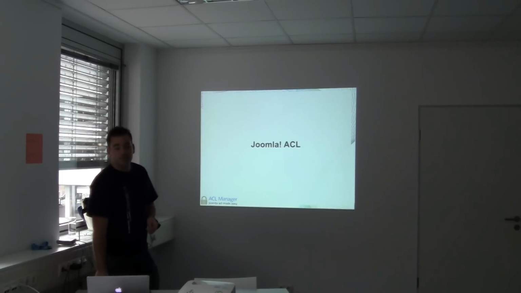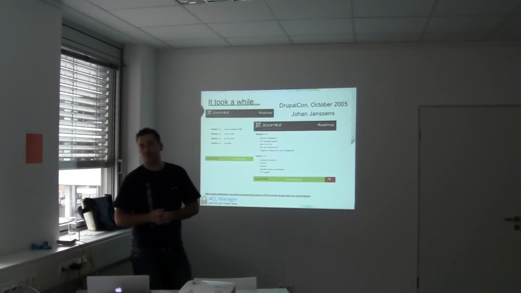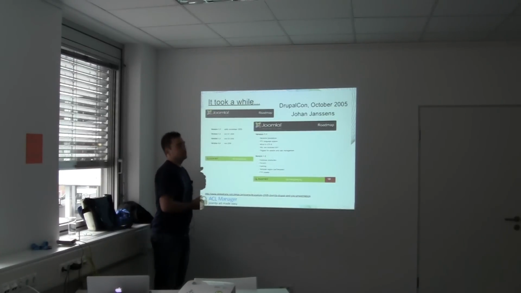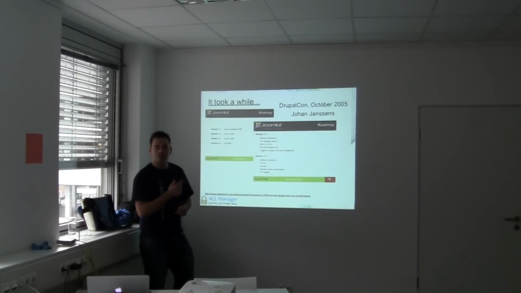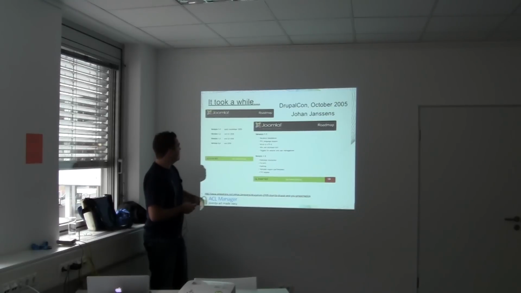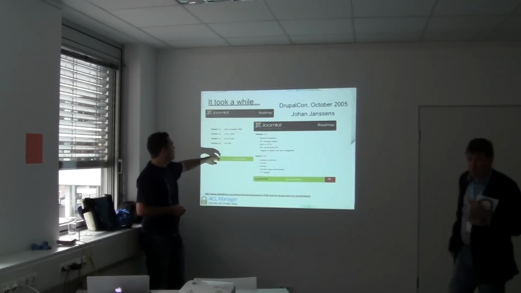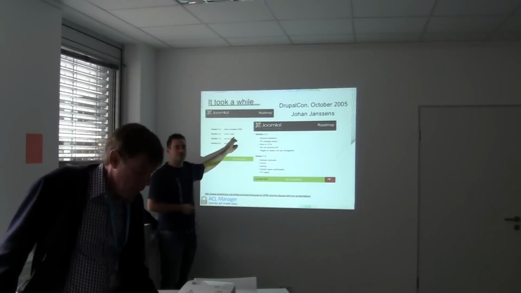So, Joomla ACL. It took a while to get where we are at this moment. In October 2005, about 7 years ago, Johan Jansen did a presentation about the roadmap of Joomla. At the time, he said that full ACL would be introduced in version 1.2 of Joomla, and version 1.2 was planned for the first quarter of 2006.